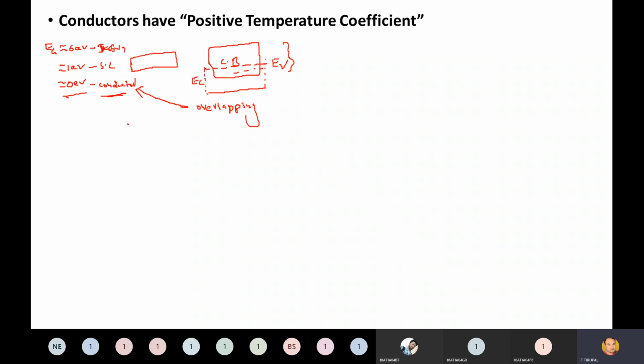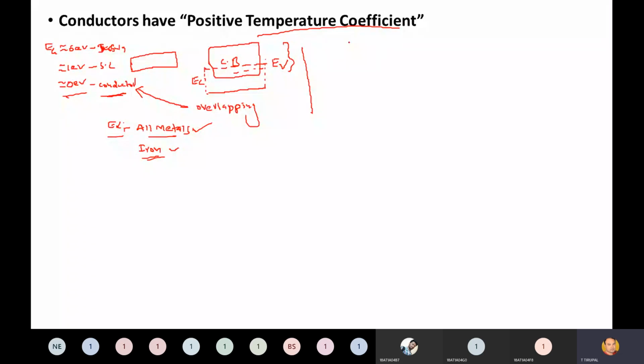Examples of conductors: all metals. All metals are examples of conductors. Natural examples are aluminum and iron. Iron is the best natural example. So here one important point is all conductors possess a positive temperature coefficient. All conductors possess a positive temperature coefficient.